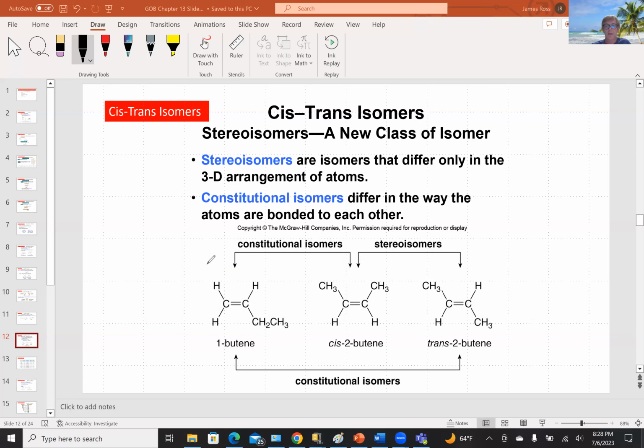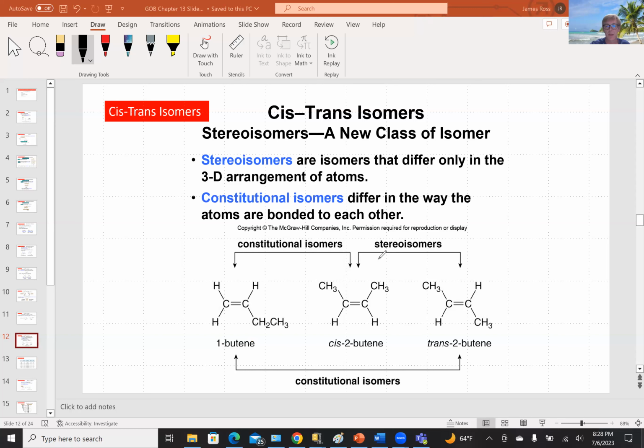Let's look again at 1-butene and cis-2-butene. I can take this methyl group, break it, and shove it over here. If I shoved it over here, I would get them on the same side. You could just flip the whole thing 180 degrees, but you would have the carbons both on the same side of the double bond. So it would morph into cis-2-butene.